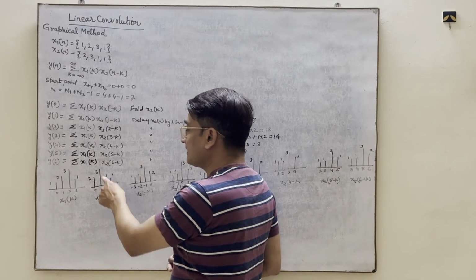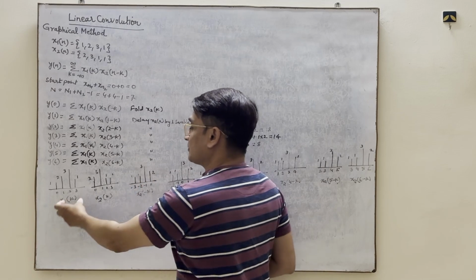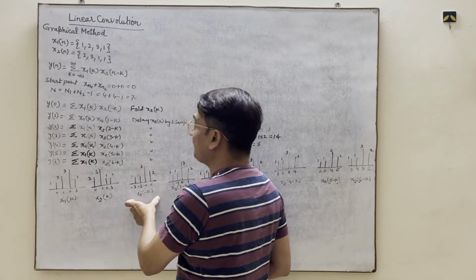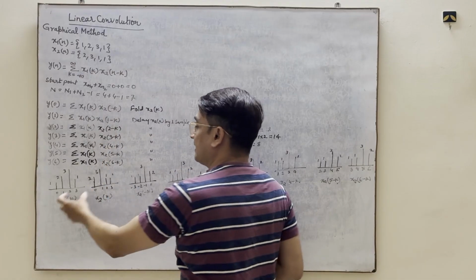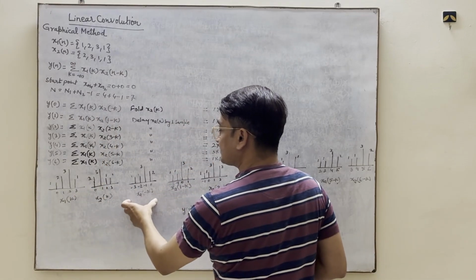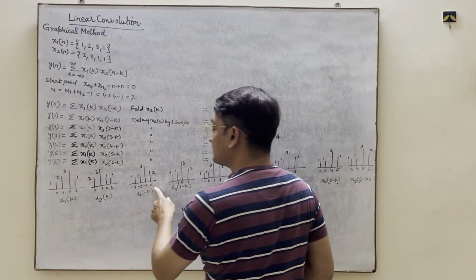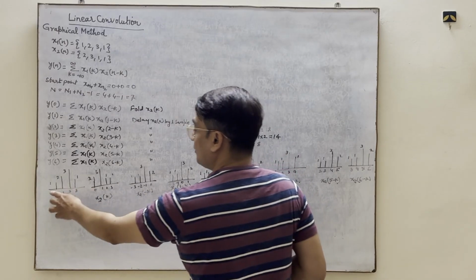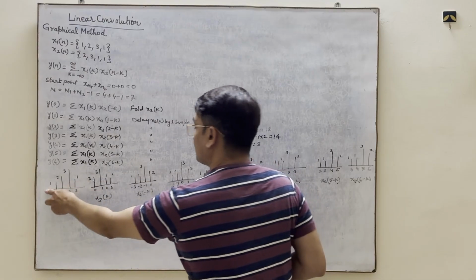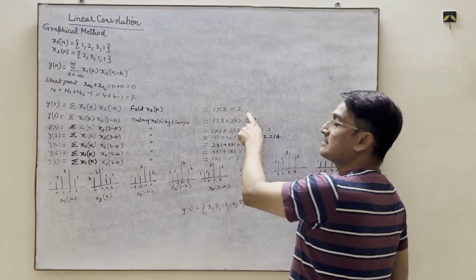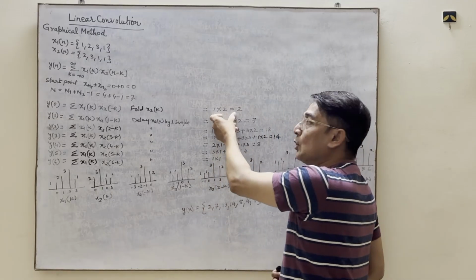At n is equal to 2 and 3 it is 1, so at n is equal to minus 2 and minus 3 it is 1 and 1. So this is x1 of k and this is x2 of minus k. As you can see in y0 both are multiplied. So this sample and this sample will get multiplied with each other. So only common sample is at n is equal to 0. So at n is equal to 0 it is 1, at n is equal to 0 it is 2. So 1 into 2. So it is 2. So the very first value y of 0 comes out to be 2.